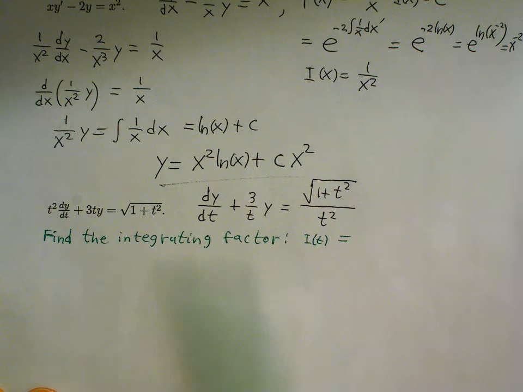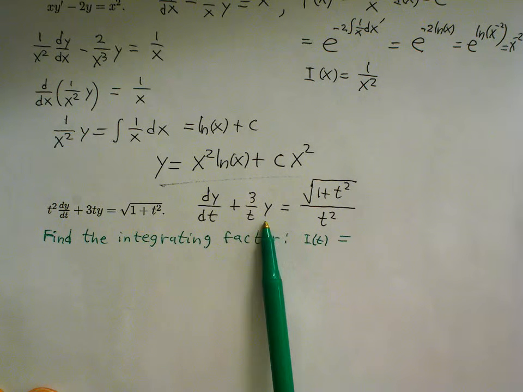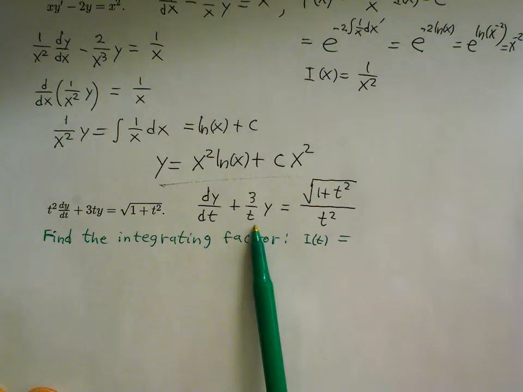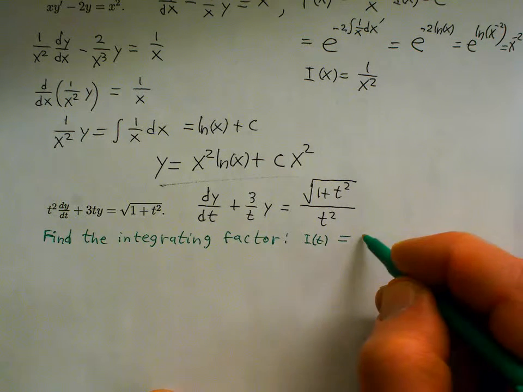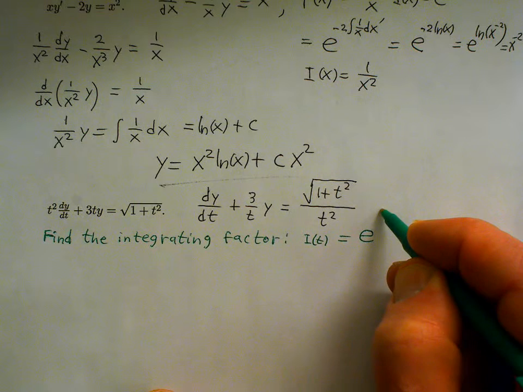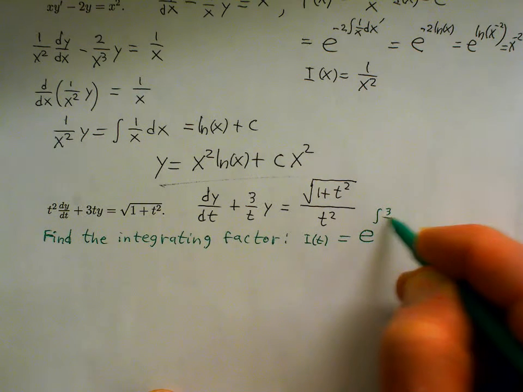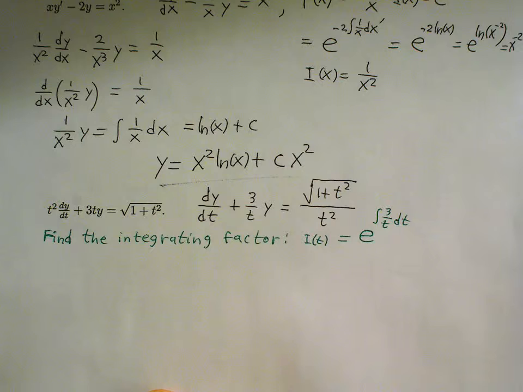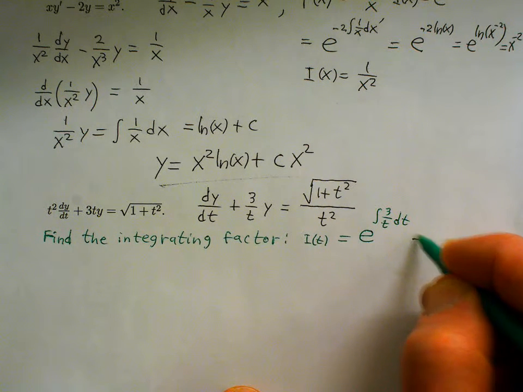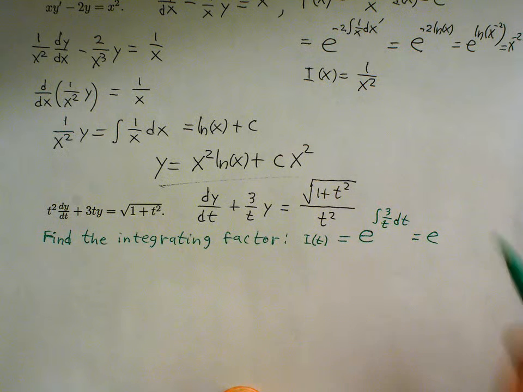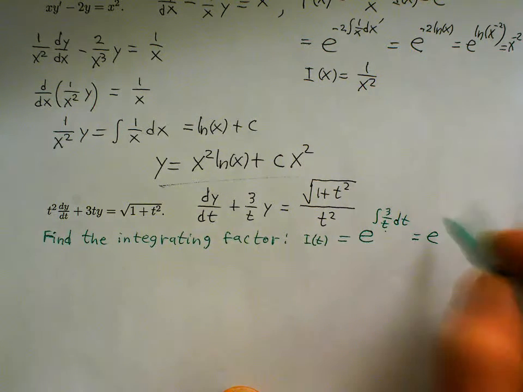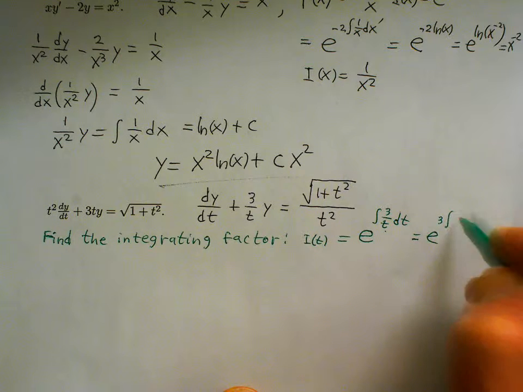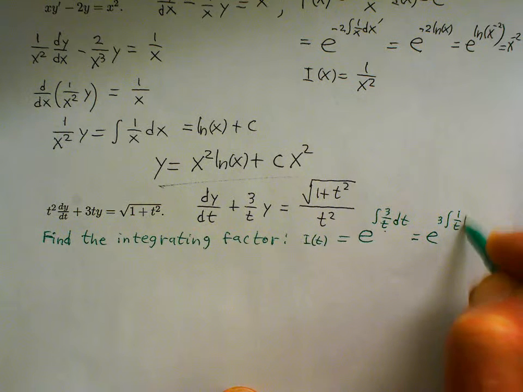Okay, let's go through it. The p of t is 3 over t. So the integrating factor is e to the integral of 3 over t dt. And in the exponent, we can write this as 3 times the integral of 1 over t dt.